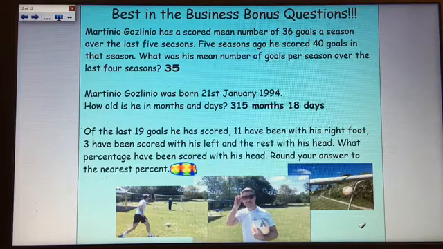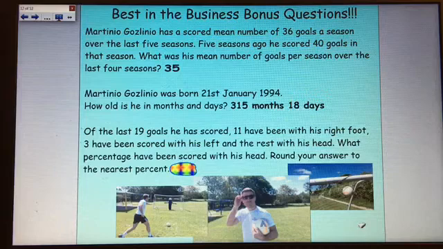Okay, so last question. Of the 19 goals he has scored, 11 have been with his right foot, 3 have been with his left, and the rest with his head. What percentage have been scored with his head? Round your answer to the nearest percent. Okay, so 19 goals. 11 with his right, 3 with his left. So 14 overall and the rest of his head. That means 5 goals must have been scored with his head.